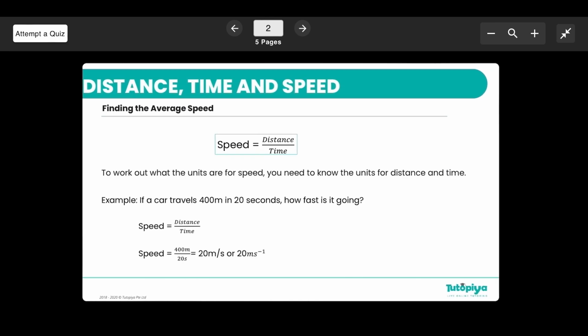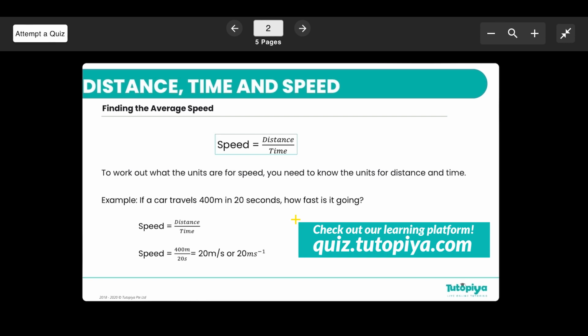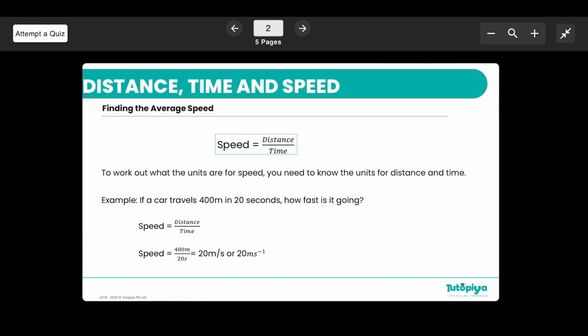And to start off, we're looking at the formula that connects speed, distance and time, which is speed is equal to distance over time. So for example, if we want to find out how fast a car is going if it's traveling 400 meters in 20 seconds, it's simply a matter of dividing the distance, which is 400, by the time, which is 20 seconds. And voila, we find out the answer, which is our speed.